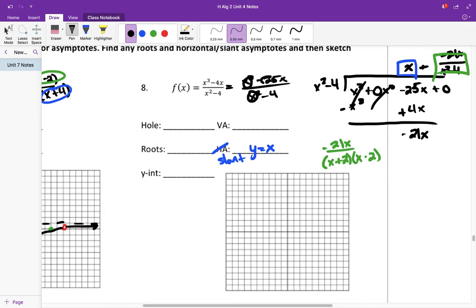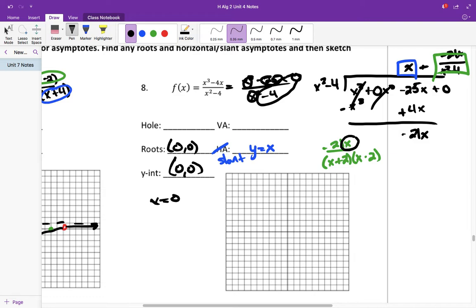If you were to replace everything with an x with 0, you basically end up with 0 over negative 4. And so your y-intercept ends up being at (0, 0). If you notice, for your roots, you set any factors in the numerator that are left equal to 0. So you set x equal to 0, and you've already got your roots as well. It's going to be a root at (0, 0).